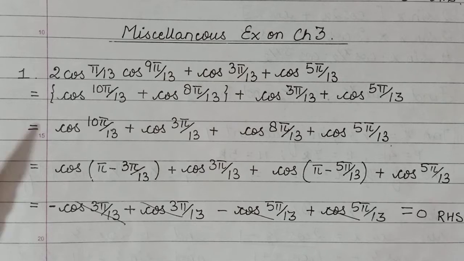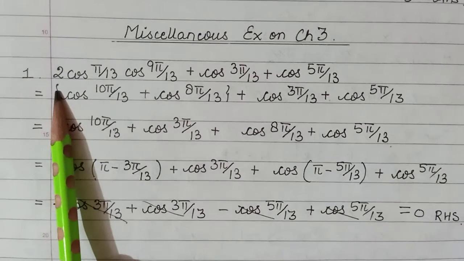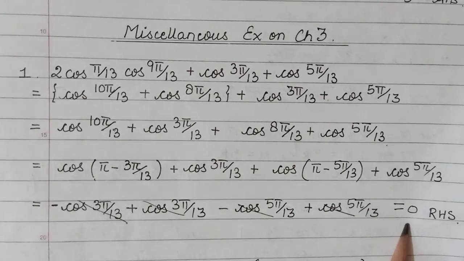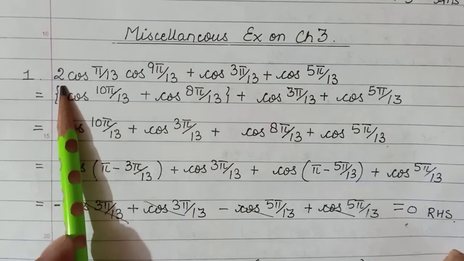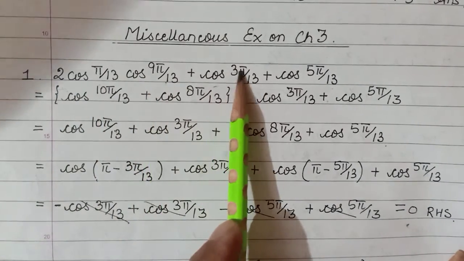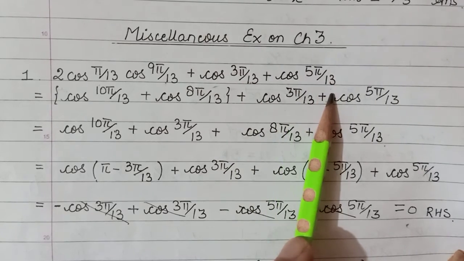Questions from the miscellaneous exercise we have to take up. The first one is asking you to show that this whole expression will come out to be 0. So we have 2 cos pi by 13, then cos 9 pi by 13, cos 3 pi by 13, cos 5 pi by 13.